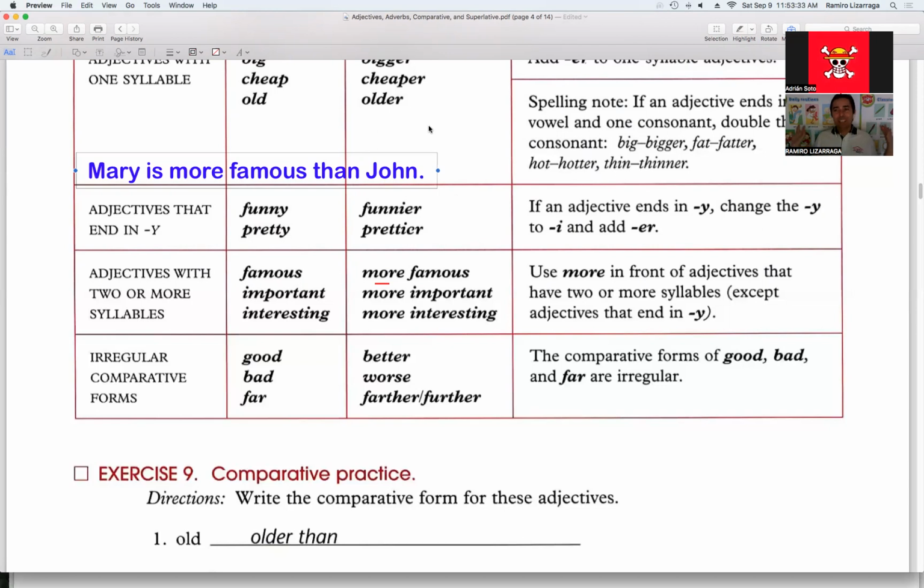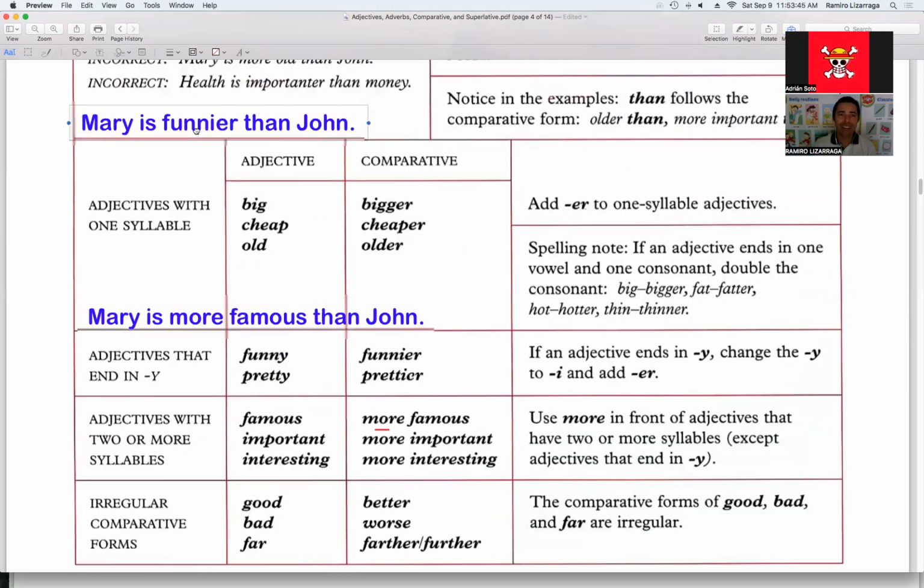Ya dimos la respuesta ahorita. A ver, Ashley, who is funnier, Mary or John? Mary is funnier than John. Yes, it's right here. Look, Mary is funnier than John.